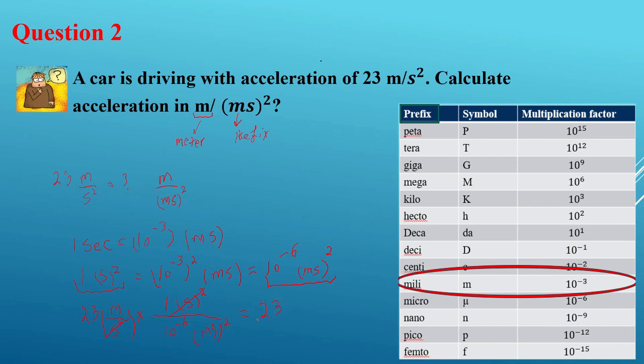And now I have 23 over 10 to the minus 6 meter, and remember rule number 2, units don't vanish or appear, so it's going to be meter per millisecond squared, right? The other way I can write it is 23 times 10 to the 6 meters per millisecond squared, and this is going to be my final answer.